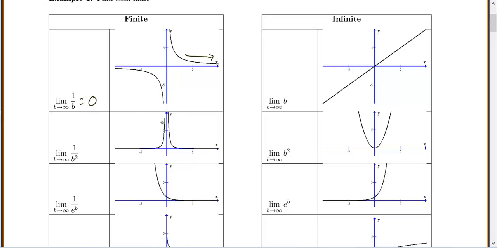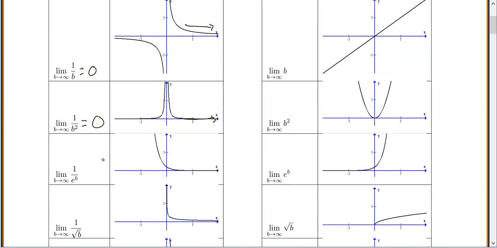Or like 1 over b squared. Here's the graph for 1 over b squared, and you can see again that as b goes towards infinity, 1 over b squared is going to go towards 0 because we're still dividing by infinity, but our numbers are getting even bigger, even faster, so it just goes to 0 even faster.